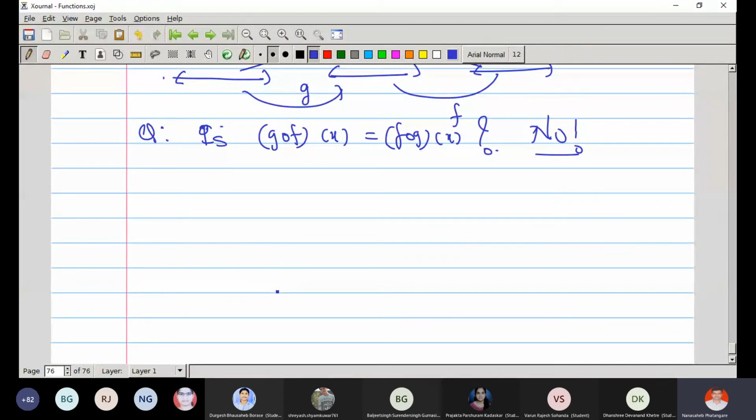Now further, what properties can you think about for composition of functions?